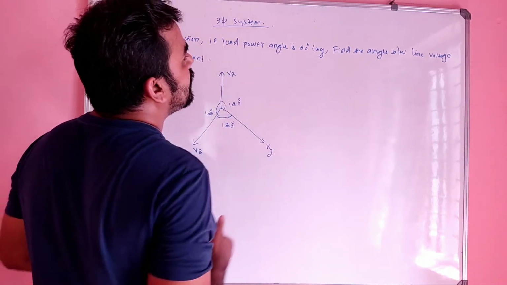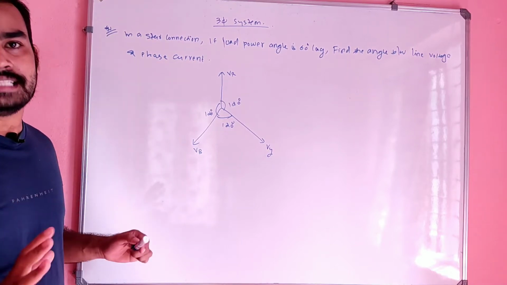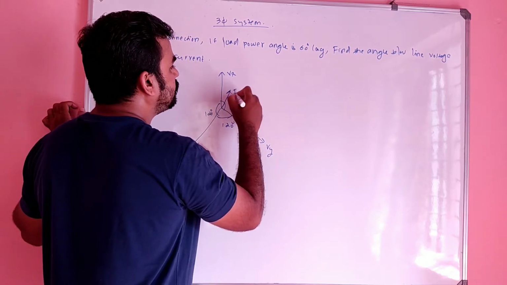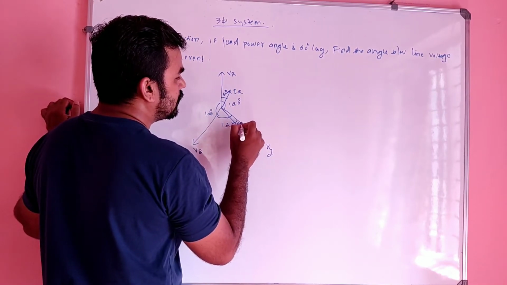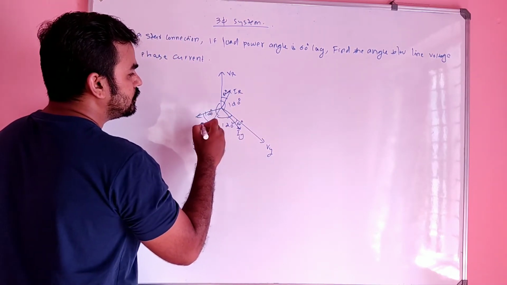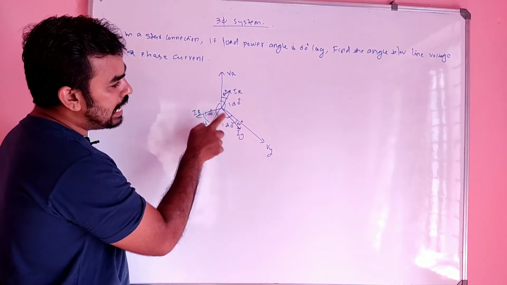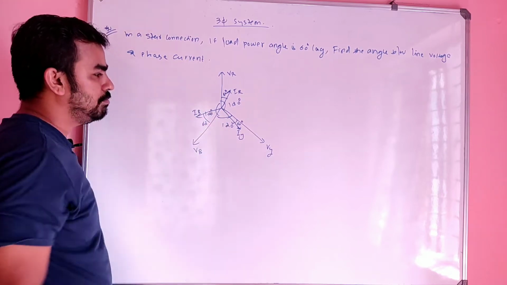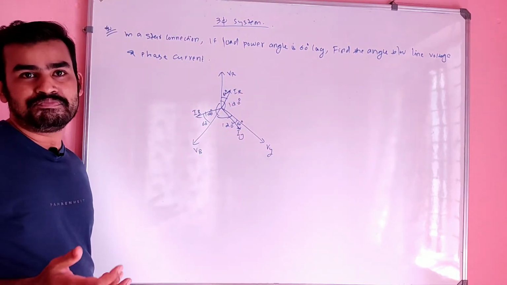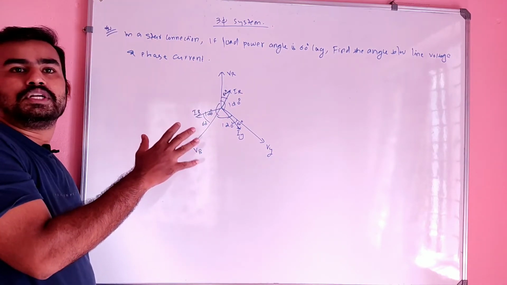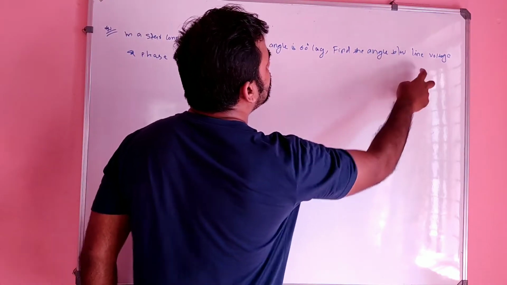And it is given that the load power angle is 60 degree lag, which means the load makes the current lag behind the voltage by 60 degree. See, IR is lagging behind VR by 60 degree, IY is lagging behind VY by 60 degree, and IB is lagging behind VB by 60 degree. That is the meaning of power angle 60 lag. Load power angle is simply the load angle. So it makes the current lag behind the corresponding phase voltages by 60 degree.